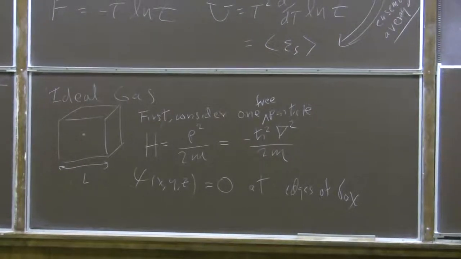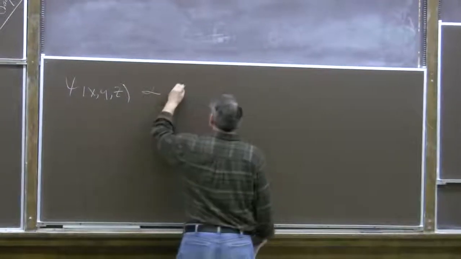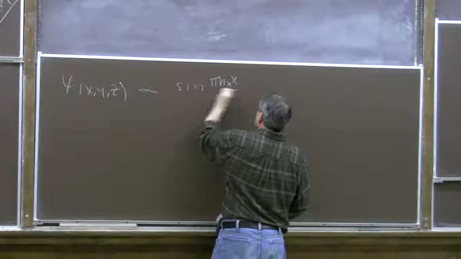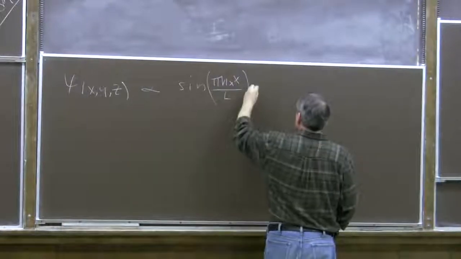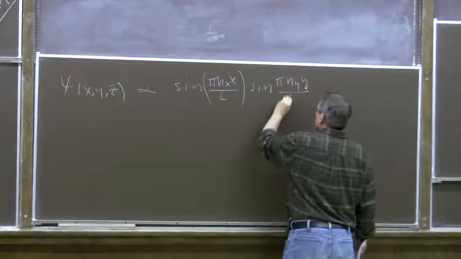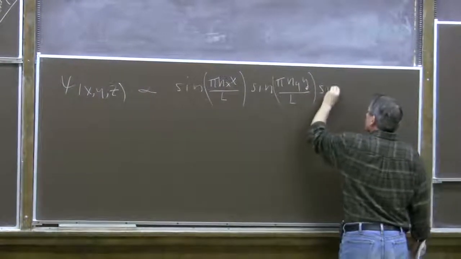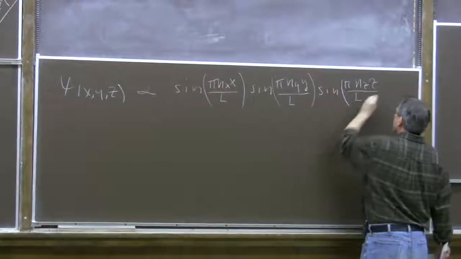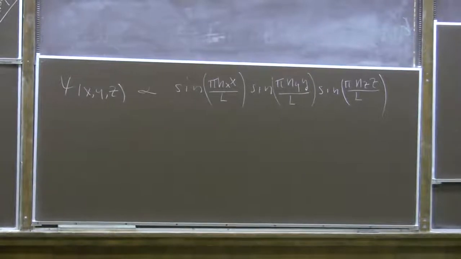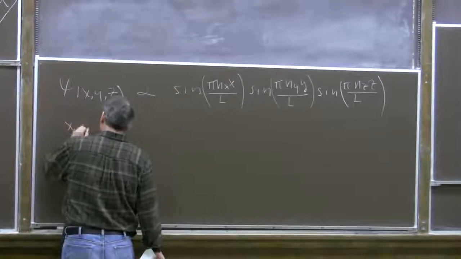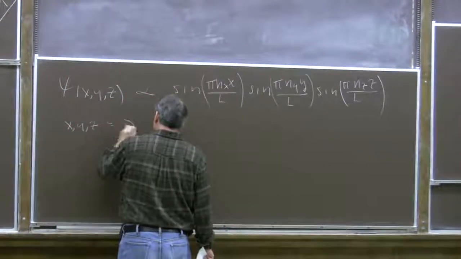The eigenstates are labeled by three integers, so up to a normalization constant, I have sine(π n_x x / L), where L is the side of the box, times sine(π n_y y / L), times sine(π n_z z / L). That obeys the boundary condition when x, y, or z are equal to either 0 or L.